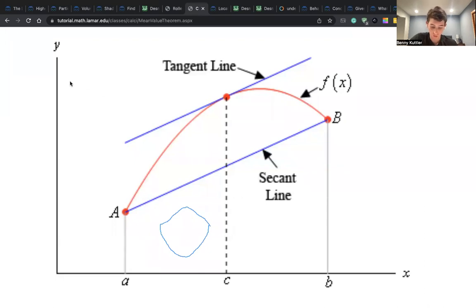So here we have a curve with a secant line, which is the average rate of change between these 2 points. So this is the slope of the line between these 2 endpoints. And because the graph comes up and comes back down, at some point, at this point, the point up here with the tangent line, there has to be some point where the derivative is equal to this slope. And that's just because if you go up, you have to come back down to make sure that you get from between these 2 points.